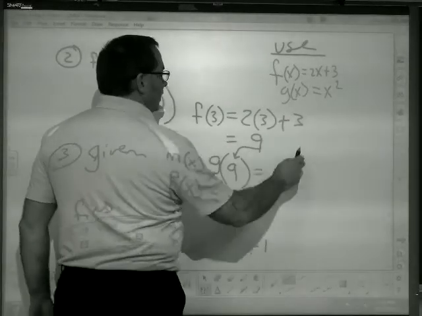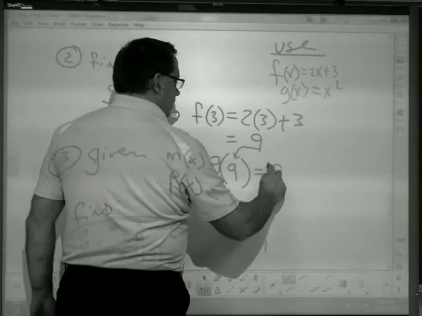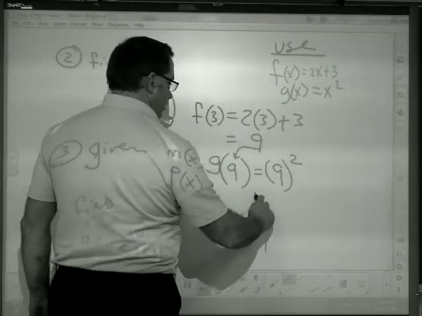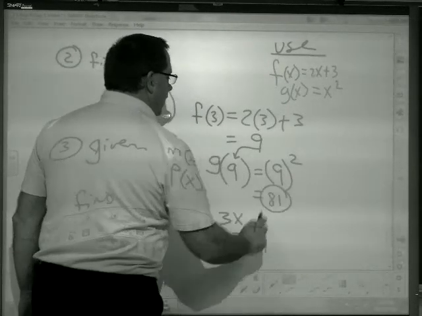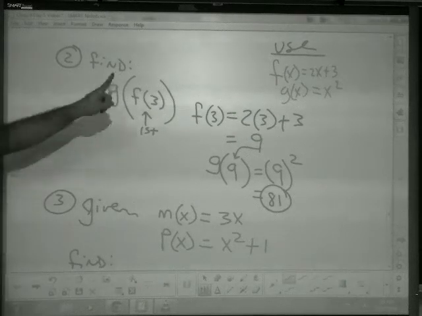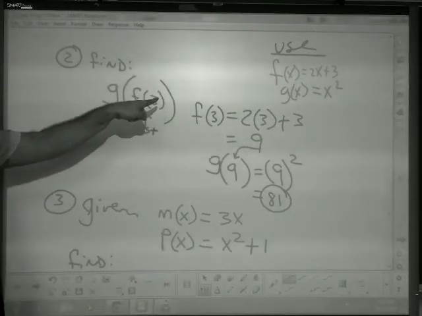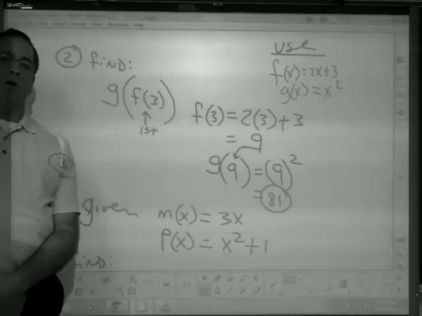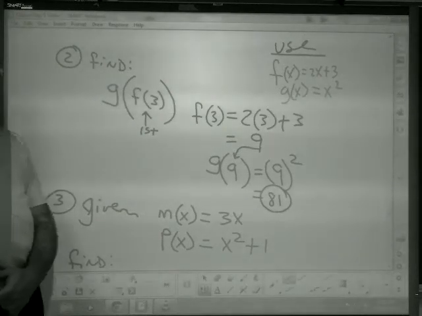And the g of 9 is, well, 9 squared. The g of 9 is 81. So the g of the f of 3 has a value of 81. We're just evaluating how much it's worth.